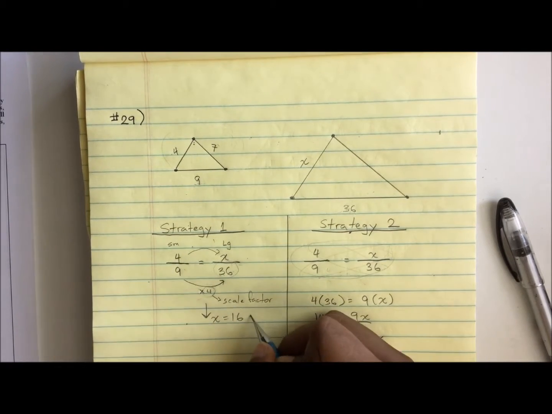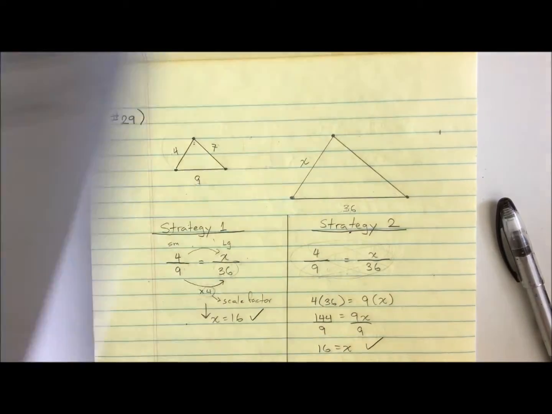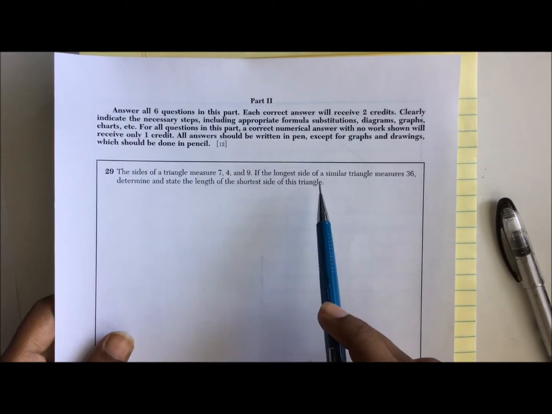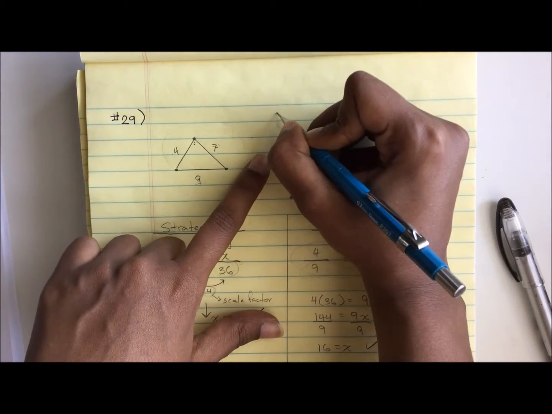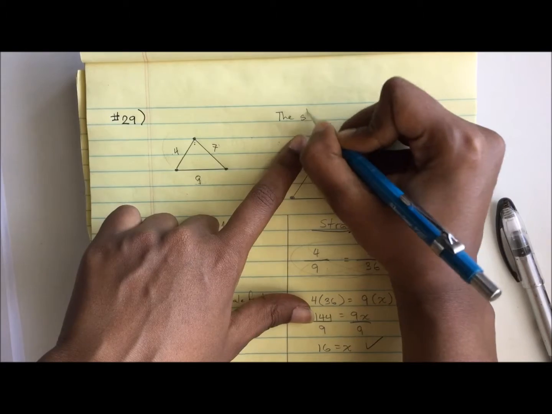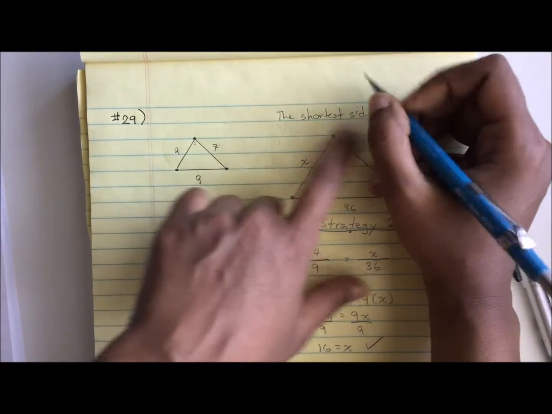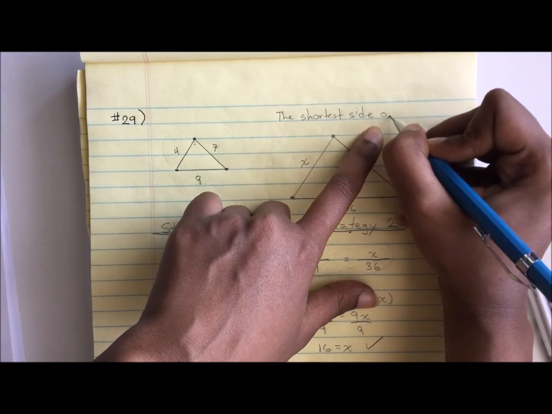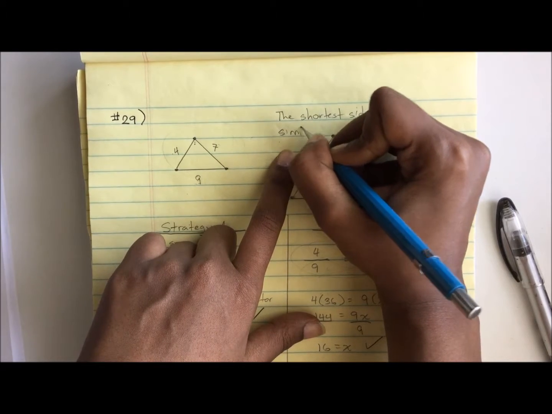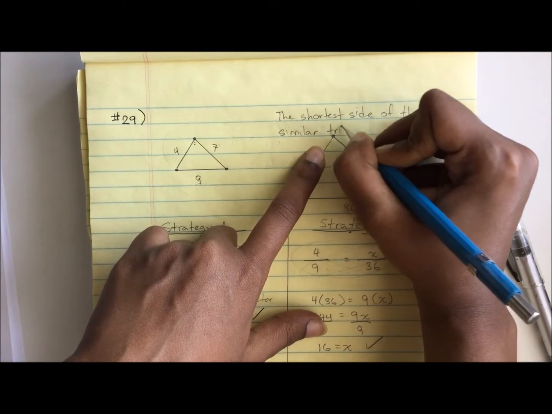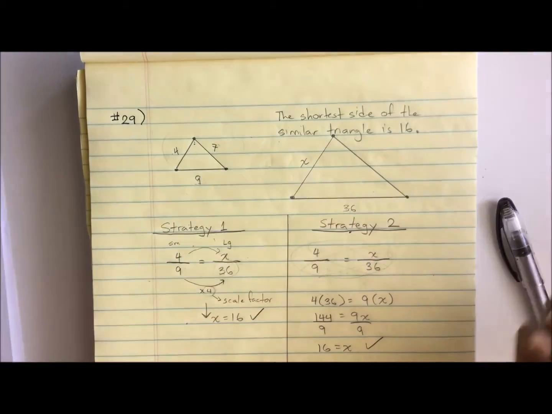Alright, so we see that both answers work out to be the same value. So determine and state the length of the shortest side of this triangle. We can just write up here the shortest side of the similar triangle is 16. And we're done.